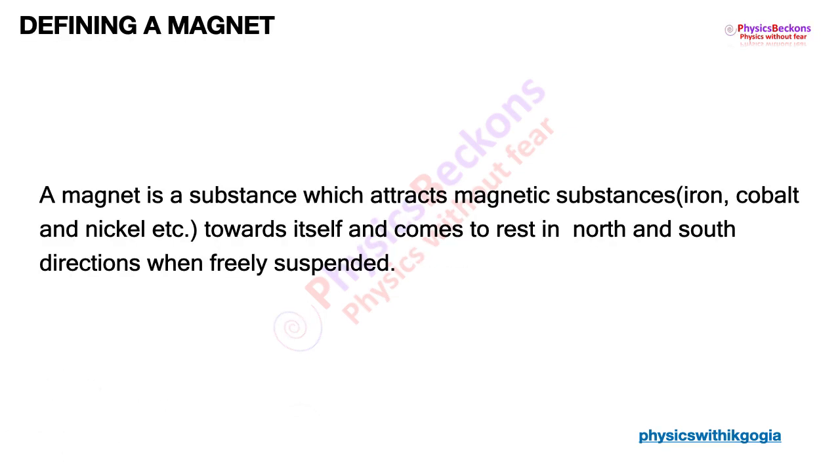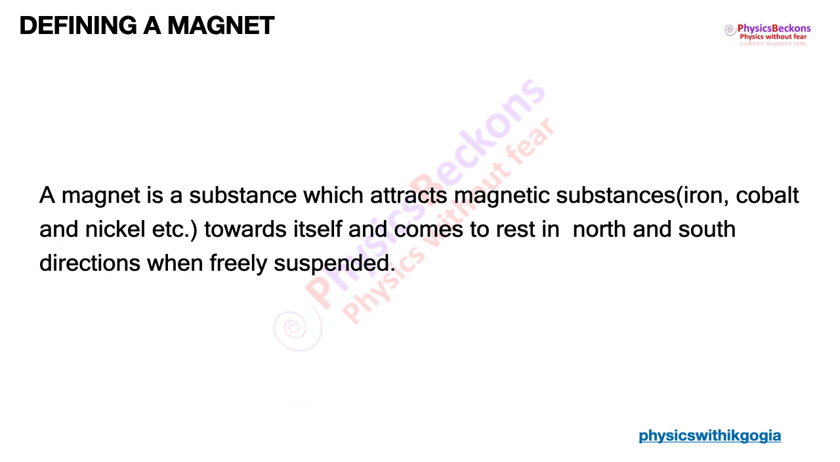For defining a magnet, we need to use two characteristics of magnet. A magnet is a substance which attracts magnetic substances, that is iron, cobalt, nickel, etc., towards itself and comes to rest in north-south directions when freely suspended.